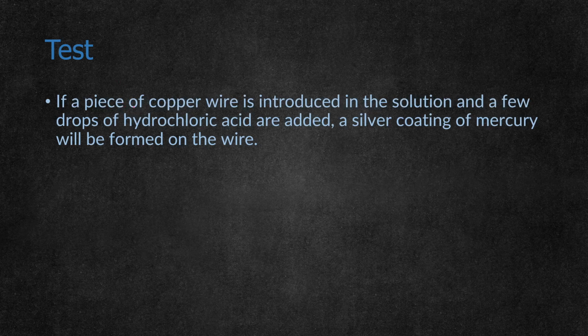Test to detect mercury. If a piece of copper wire is introduced in a solution and a few drops of hydrochloric acid are added, then a coating of mercury will be formed if mercury is present.